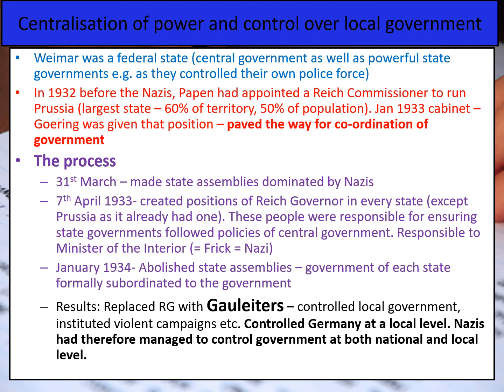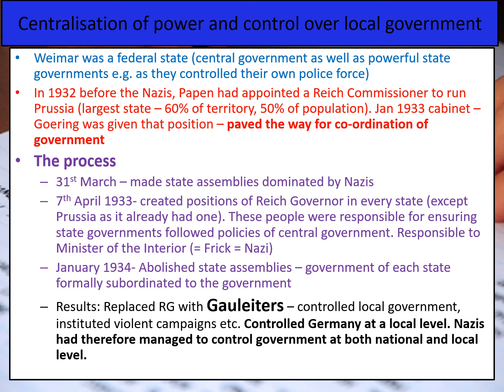Now, local governments before the Nazis came to power in Weimar Germany and even in Imperial Germany under the Kaiser had actually had a fair amount of power. And that goes back to the fact that they didn't want to upset them after 1871 when Germany was unified. They didn't want to dictate everything from Berlin. So instead, they allowed them to have some autonomy. The Nazis wanted to remove that over time and did it through various stages, which you can see in this section on the process.